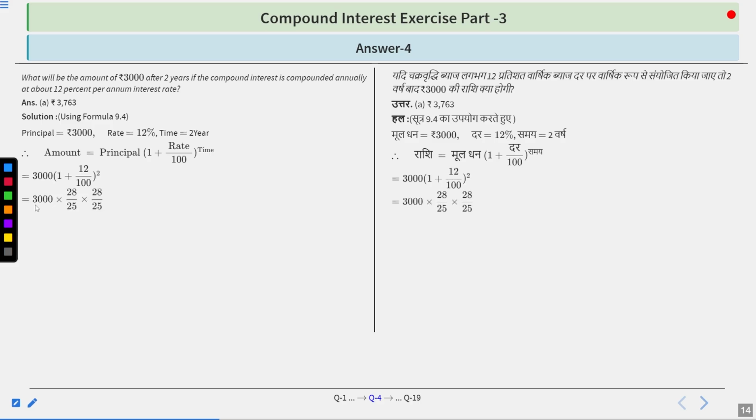Now that is equal to rupees 3,000 into 1 plus 12 upon 100 is going to be 28 upon 25. Power is 2. So we have written 28 upon 25 twice. That becomes equal to 784 into 24 upon 5. That is 3,763.2. And after rounding off, we can take it as 3,763. So option A is the correct answer.